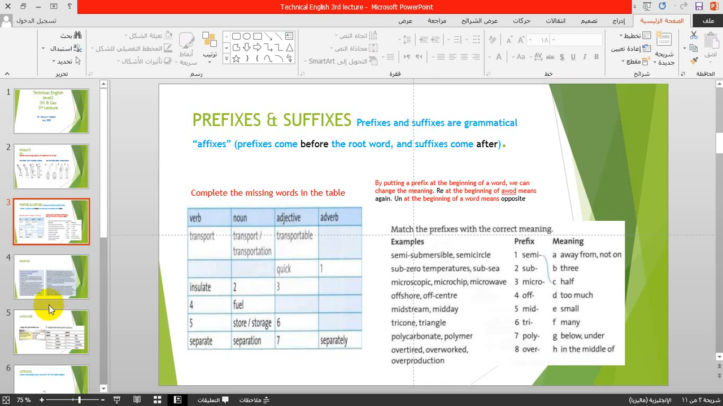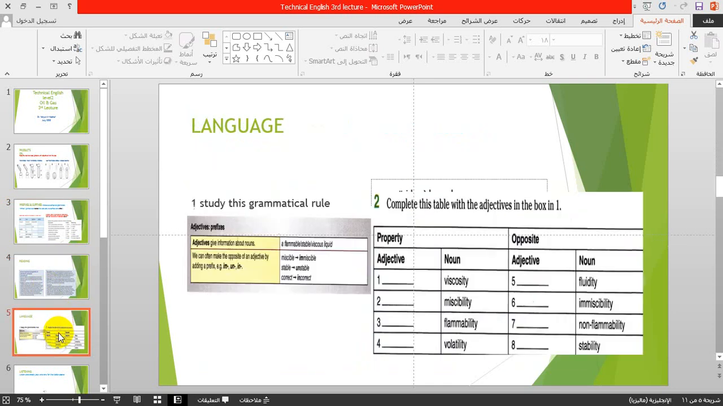Let's go on to this one. We finished with that now. Come, study this grammatical rule. Adjectives give information about nouns. Fine. A flammable, stable, viscous liquid. They describe the noun. The noun is flammable, قابل للاشتعال, stable, ساكن, viscous, لزج.